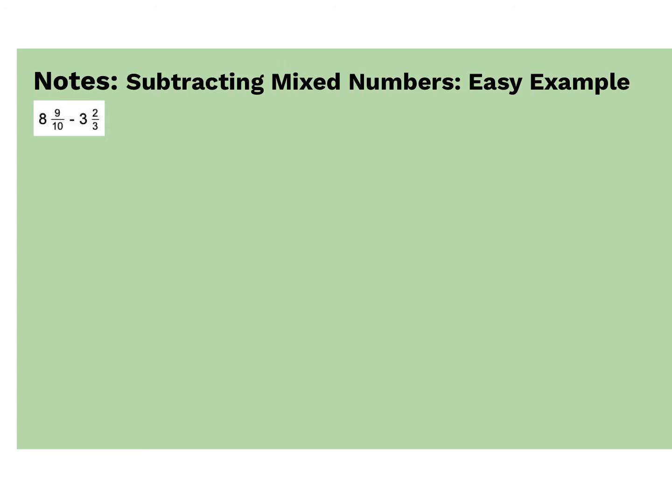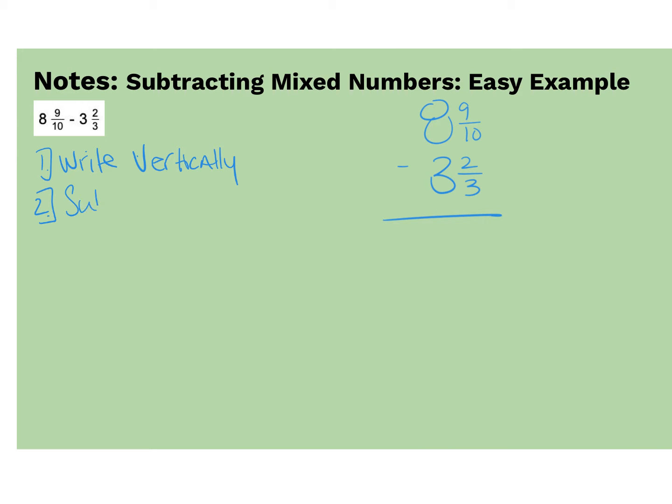All right. Again, we're going to do an easy example and a hard example. So for subtracting mixed numbers, your first step is the same. Write it vertically. So it's going to be 8 9/10 minus 3 2/3. Step 2, subtract your fractions.